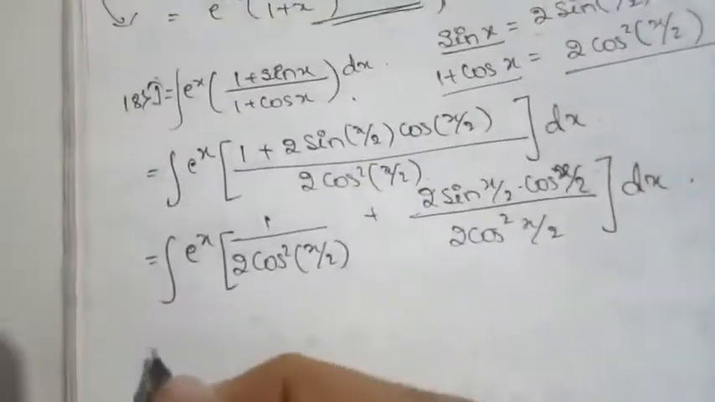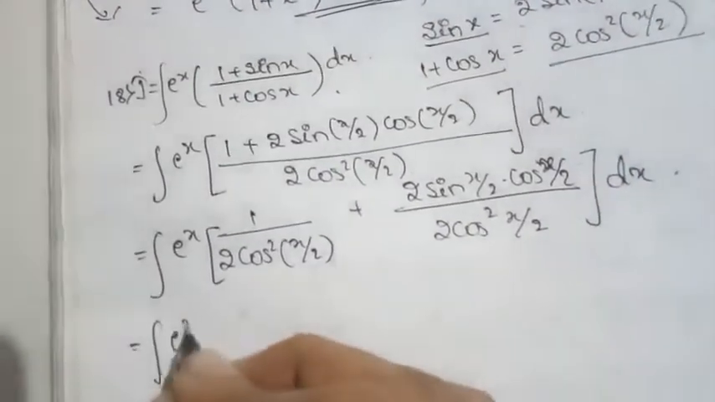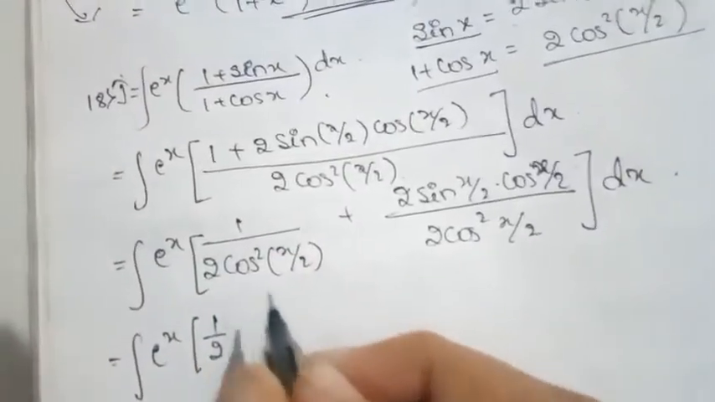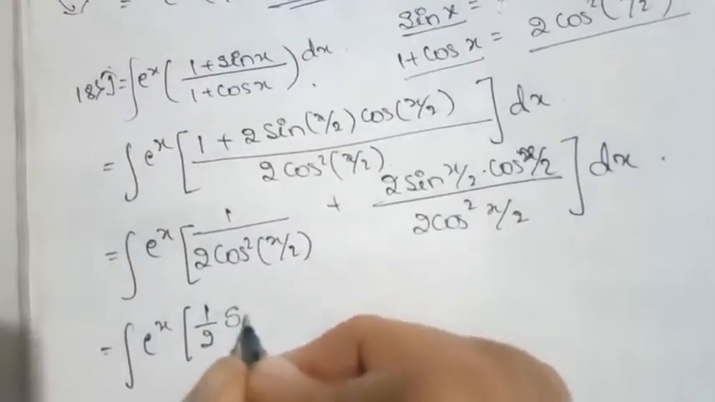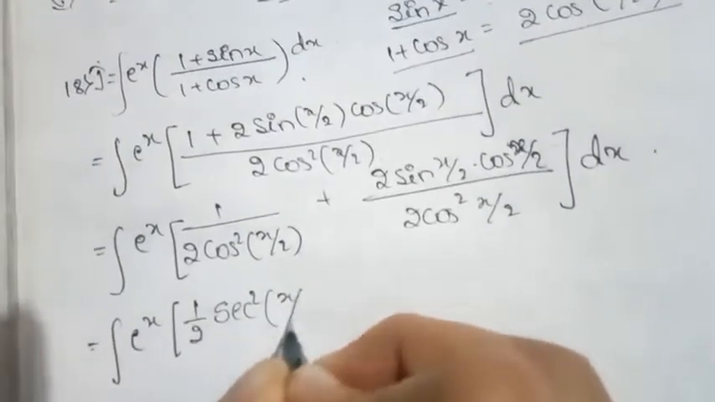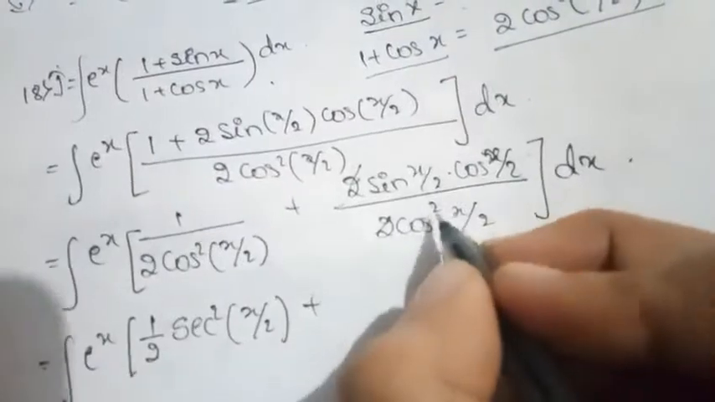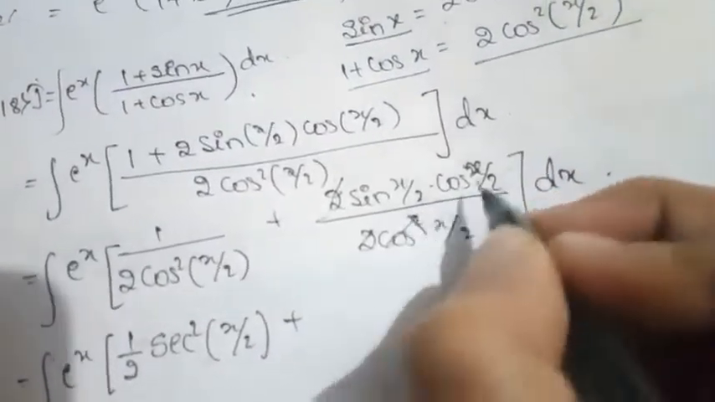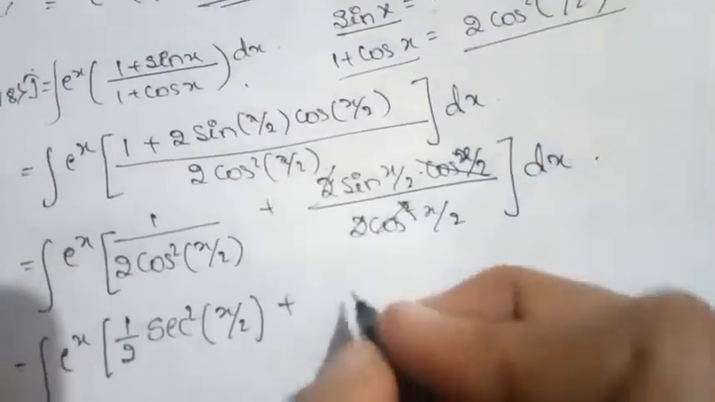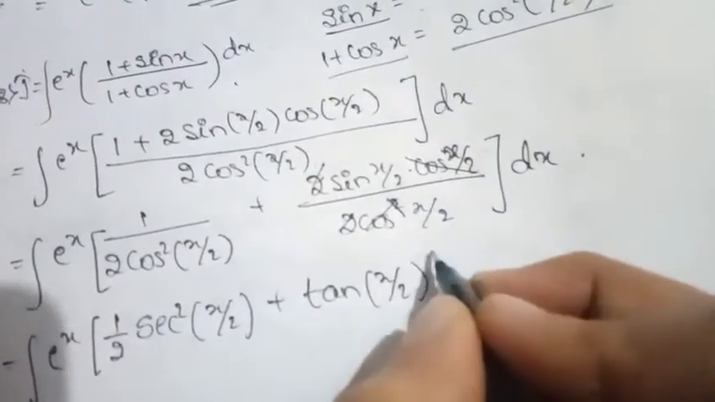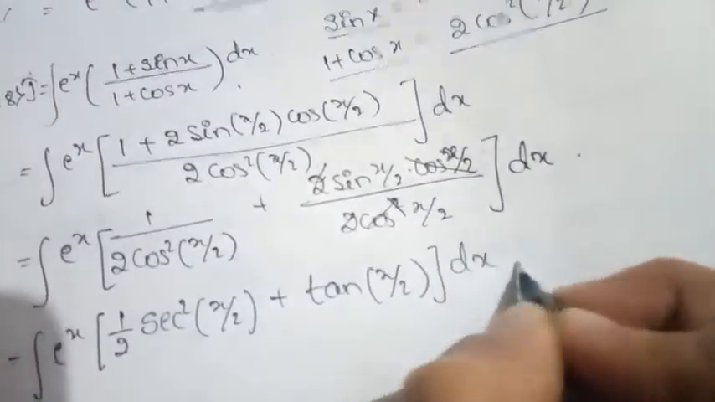So now what happens here? Integration of e^x into 1 by 2, 1 by cos is secant, so 1 by cos² is sec²(x/2), and the 2 gets cancelled. So what is remaining in cos²? One cos gets cancelled with this. So sin by cos is nothing but tan(x/2), dx.